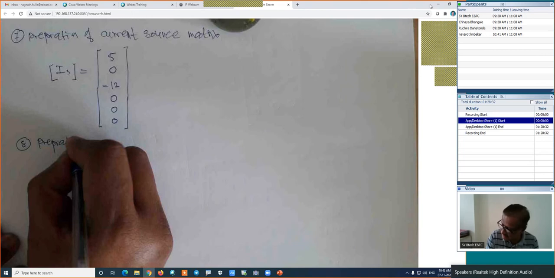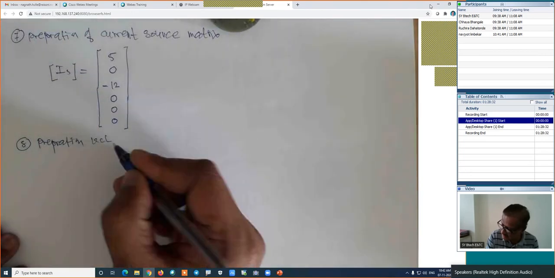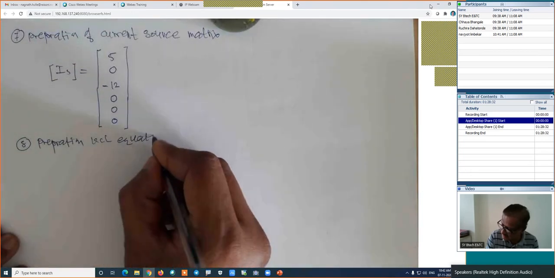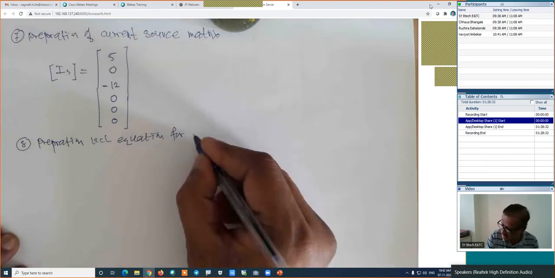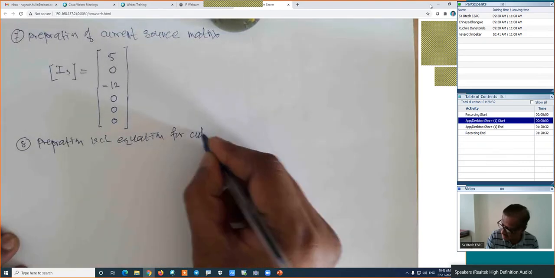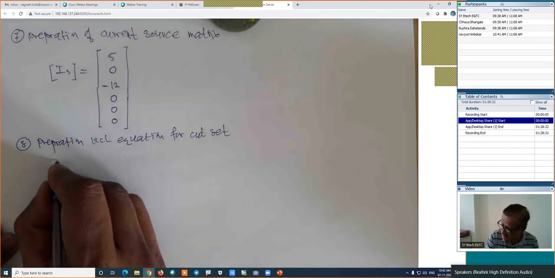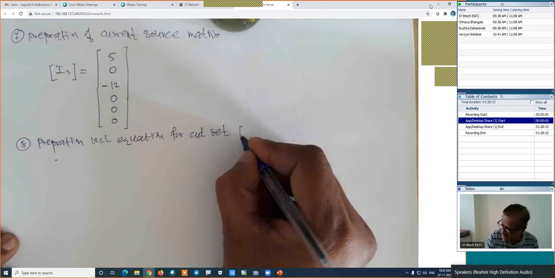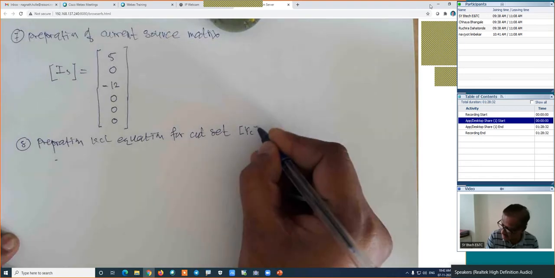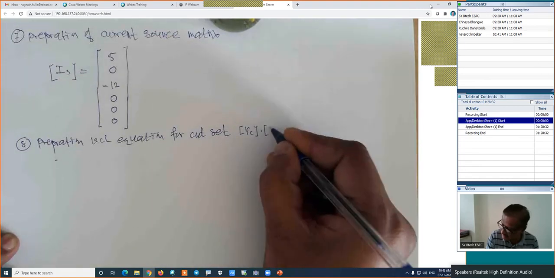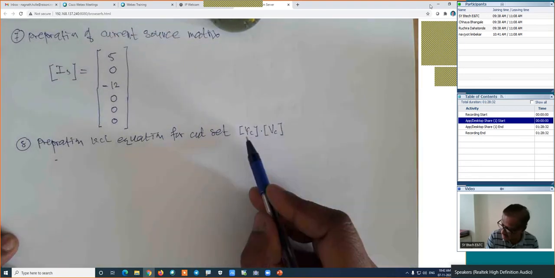Preparation of the KCL equation or equilibrium equation for the cut set. How is the equilibrium equation for the cut set? That equation is something like this. I will write here: YC into VC. This YC is the cut set admittance matrix.